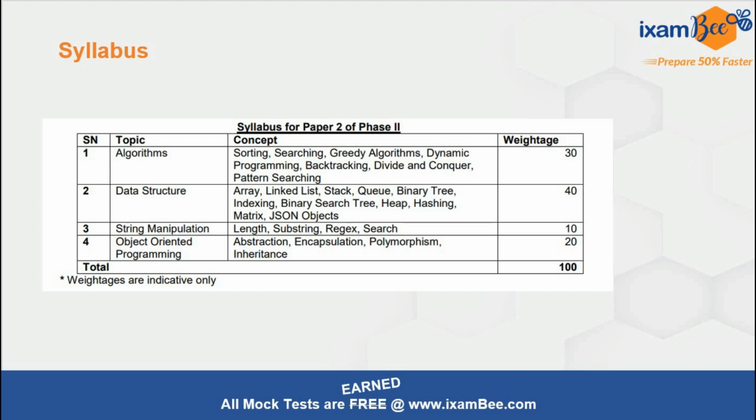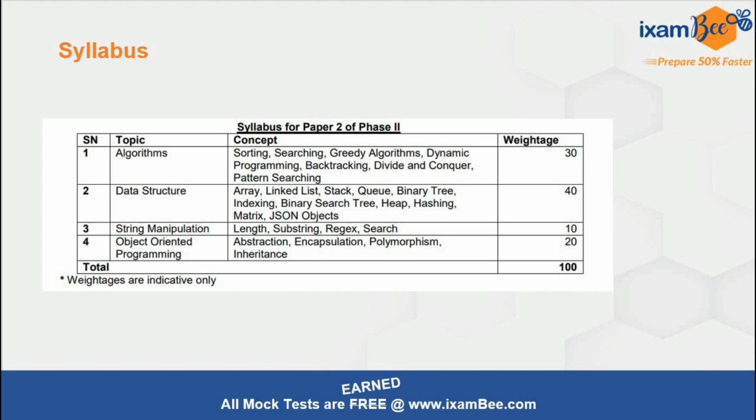Now you see the weightage that is given to every topic. For algorithm, it is 30. For data structure, it is 40. For string manipulation, it is just 10. And for the object-oriented programming concepts like the OOPS pillars, which stand for abstraction, encapsulation, polymorphism, inheritance, it's 20. Cumulatively, the total is 100.